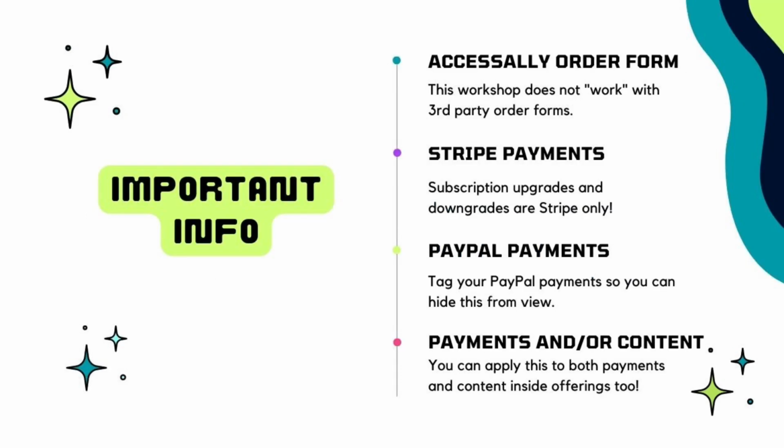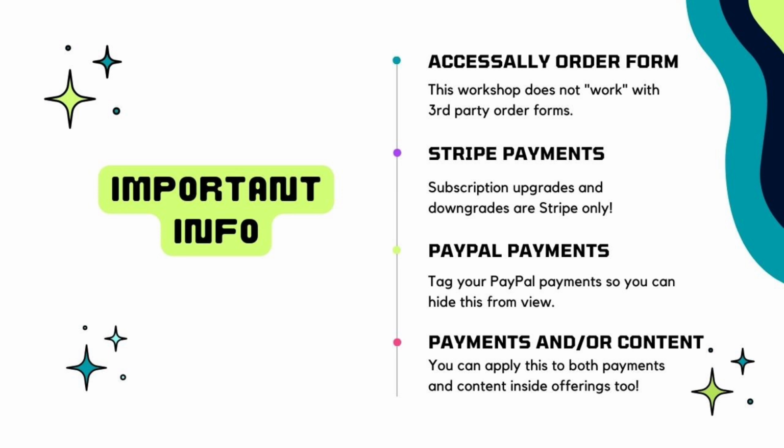First, I want to share some important information about subscription upgrades, downgrades, and replacements. What we're going to cover in today's workshop works only if you're using AccessAlly order forms. So this particular workflow does not work if you're using third-party order forms like order forms with your CRM system, SamCart, ThriveCart, and any other payment method other than AccessAlly order forms. This workshop today is covered around Stripe payment plans. Subscription upgrades and downgrades are only available for Stripe customers that have paid in that way.